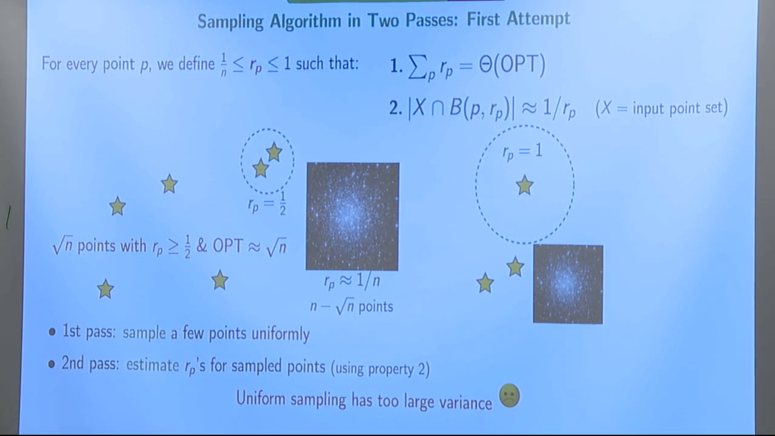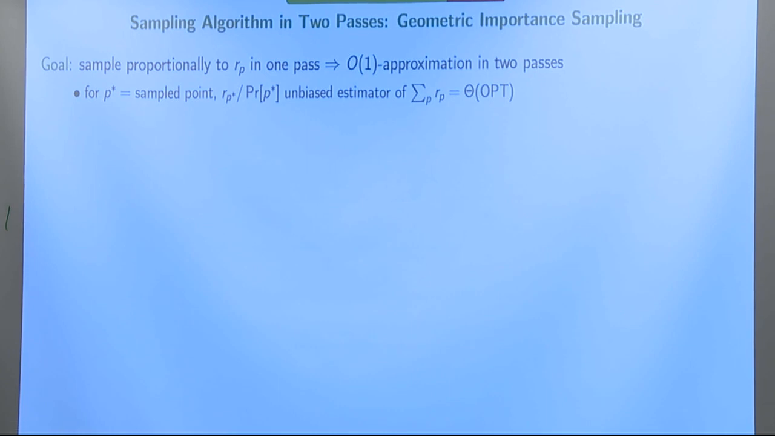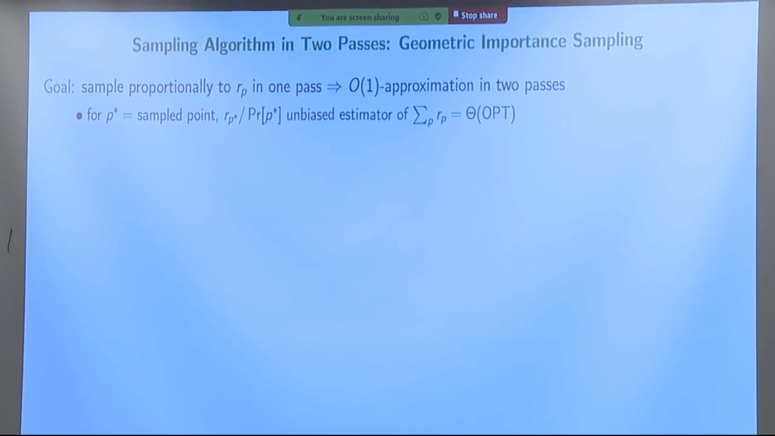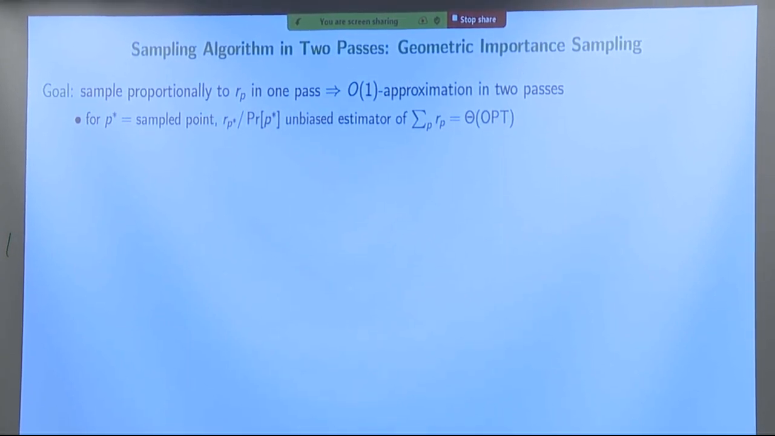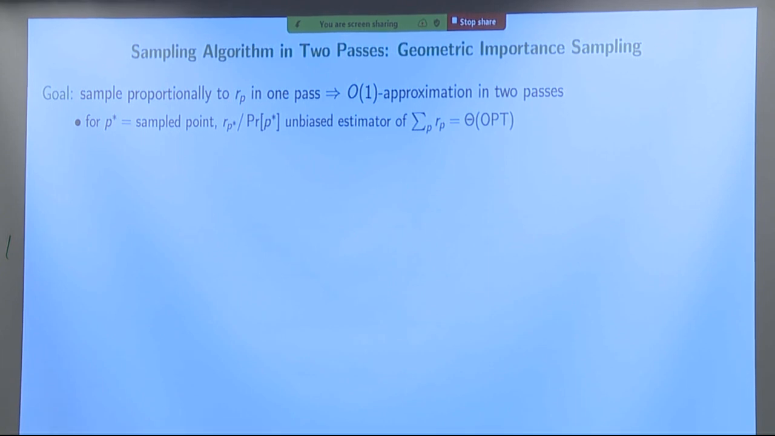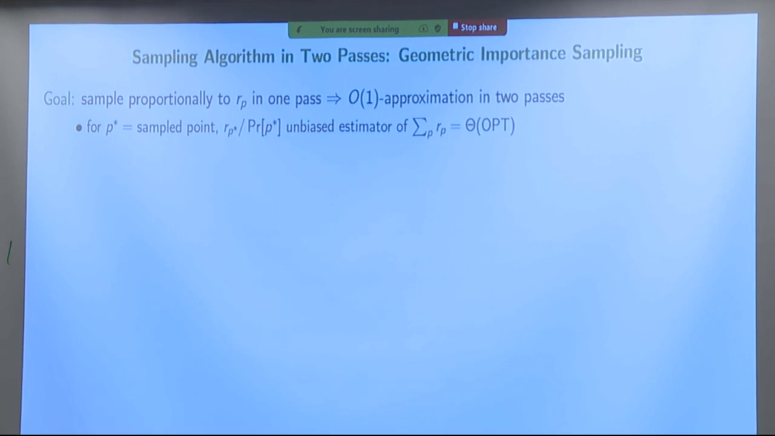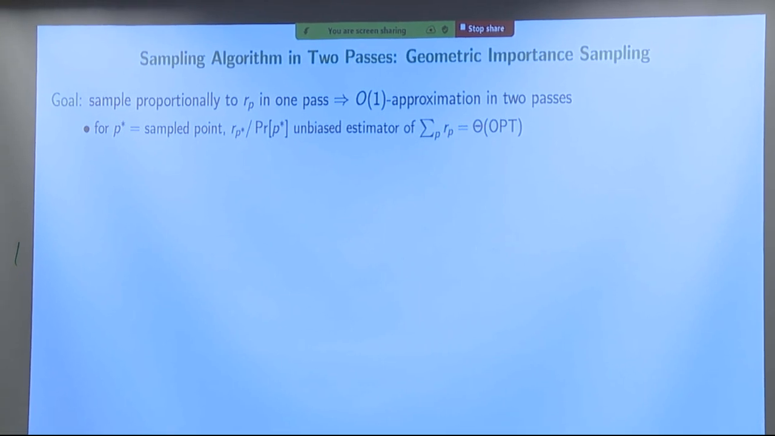Okay, so how to resolve this? The way we resolve it is using importance sampling. Basically, we would like to sample proportionally to the importance of every point, and importance is just the RP value, which is the contribution of the point to the optimal cost. This will eventually give us constant approximation. And in standard importance sampling, if you can estimate the RP value for the sample point and also estimate the probability of sampling that point, then this fraction is an unbiased estimator of the sum of RPs.